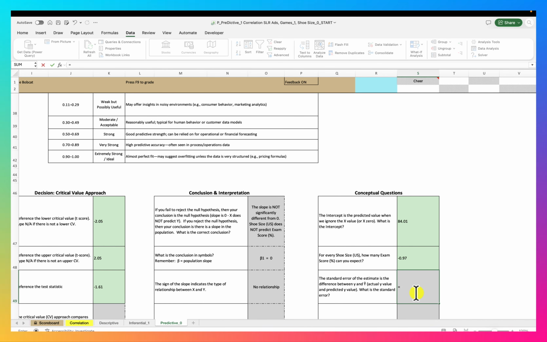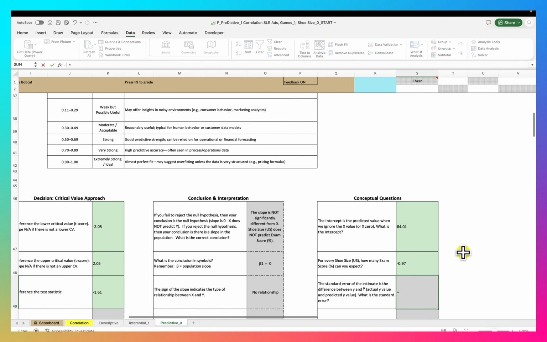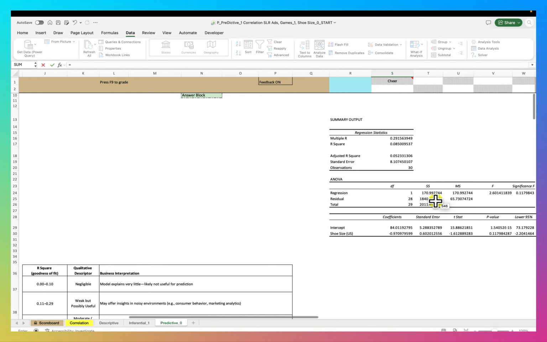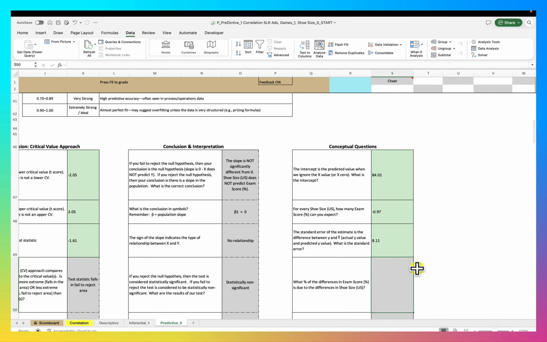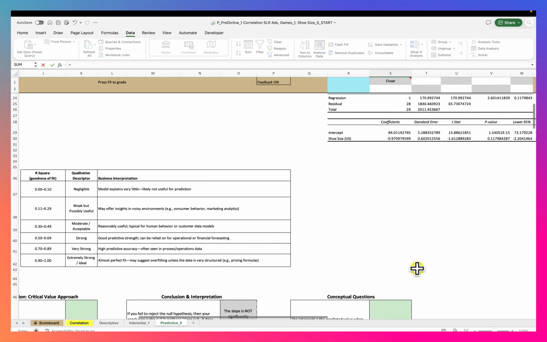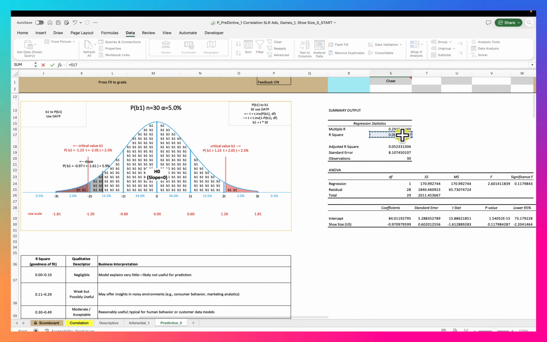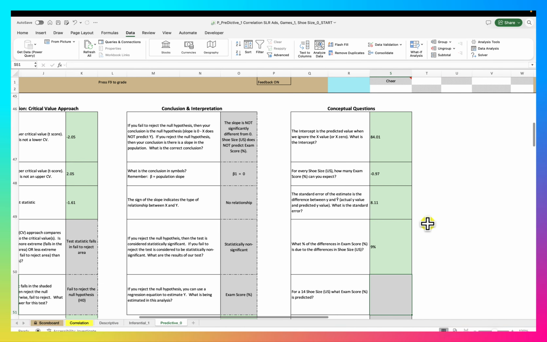What's the standard error? And that's this guy up here. That's for the whole model, remember? Is due to the difference in shoe size. What percent of the difference? That's going to be the R-squared value. Again, if it were true.